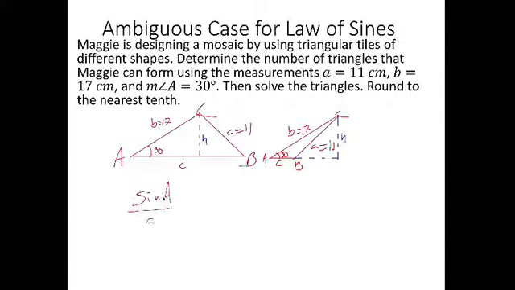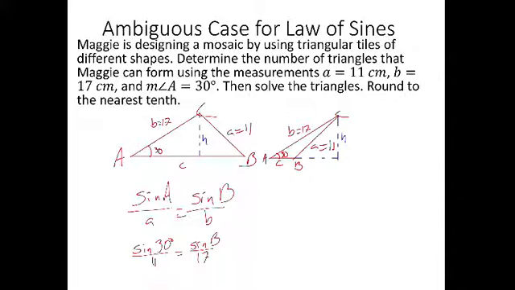So sine A over little a equals, and we know side B, so let's see if we can find angle B. So we're going to do the sine of angle B over little b. Plug in what we know. We know sine of A, so A is 30 degrees, little a was 11. Sine of B, we don't know what capital B is yet, over little b, which is 17.